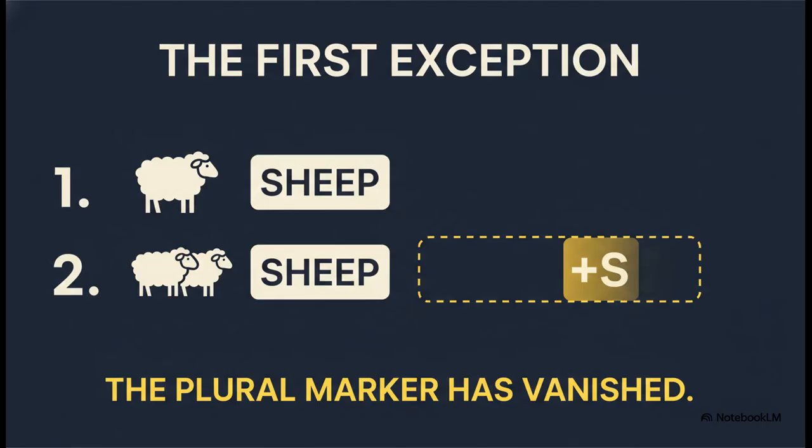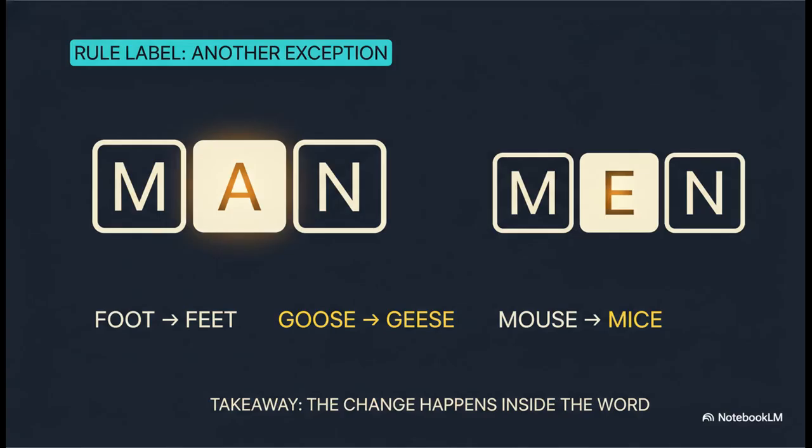Get this. One sheep, two sheep. Wait, what? The plural form is exactly the same as the singular. The S has just vanished. And then there's this guy. Man becomes men. Here, we're not adding anything to the end at all. Instead, the vowel inside the word changes. So, if it's not always add S, then what in the world is the real rule for making things plural?